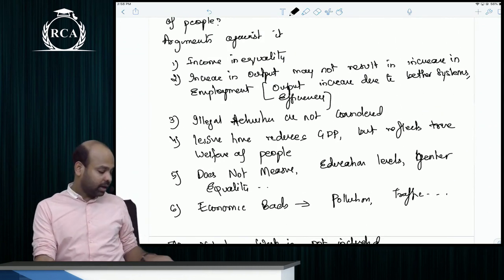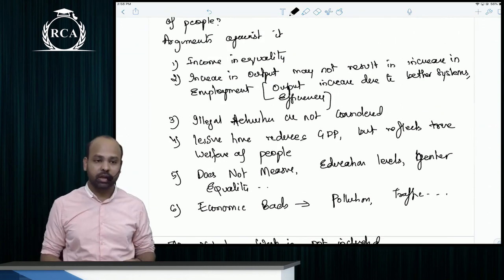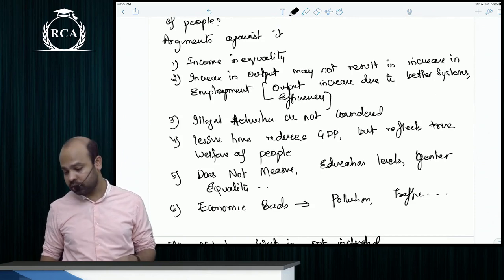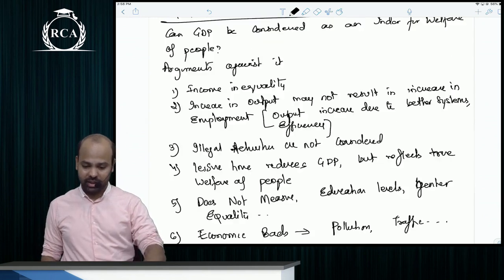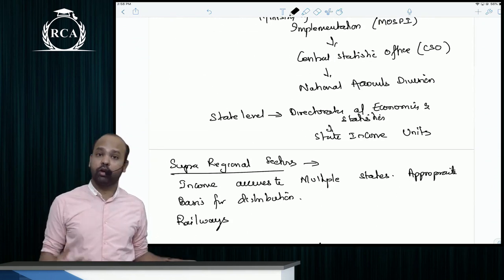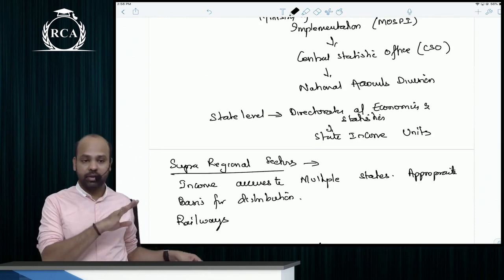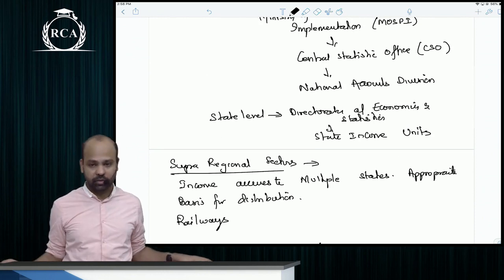After that, in the end, we did limitations and challenges of national income accounting. With that, I have revised the entire thing. We will be solving a lot of questions in the next class, and then we will finally wind up Unit 1. Other chapters will not take so much time.